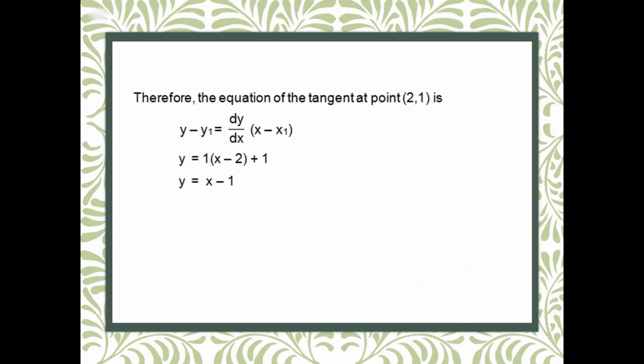To find the equation of the tangent line at point (2, 1), you need to apply the formula y minus y1 equal to dy over dx multiplied with x minus x1. Substitute the point (2, 1) and also dy over dx equal to 1 into this formula and simplify. You should get y equal to x minus 1 as the equation of the tangent line.